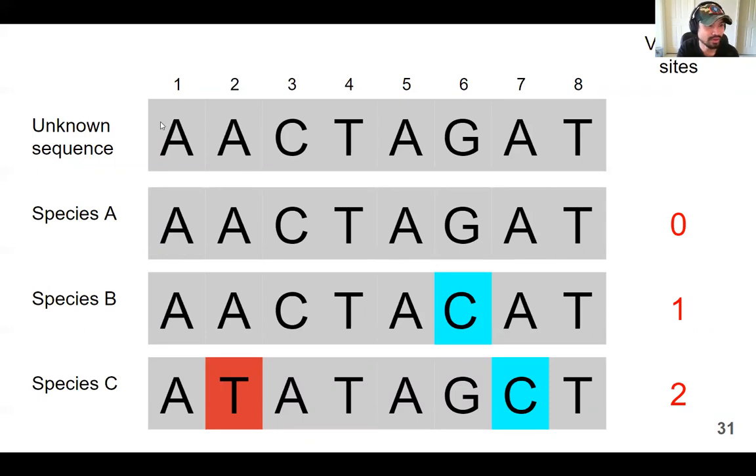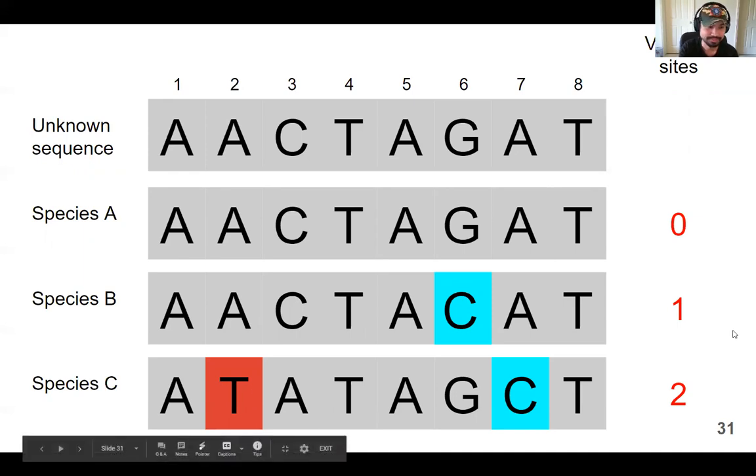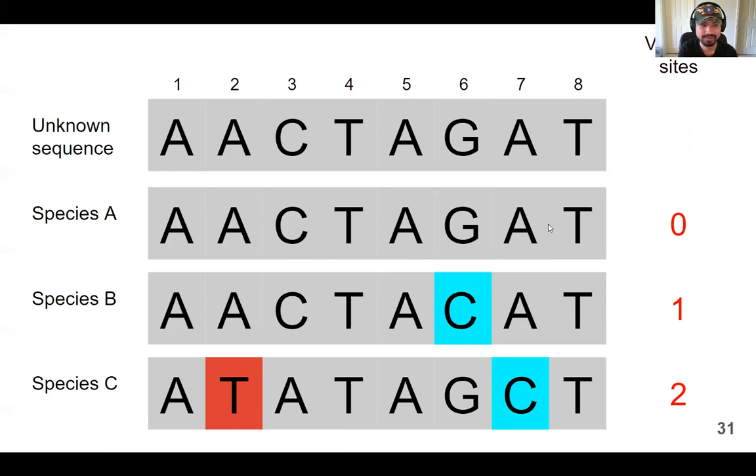So here we have an unknown sequence of 8 base pairs long with this nucleotide configuration. We don't know the species of the sequence. So what we're going to do is align it with sequences from known species, particularly species A, species B, and species C. Right off the bat, you can tell that our query sequence looks exactly like species A. And this leads us to think that our unknown sequence might be the exact same species as species A.